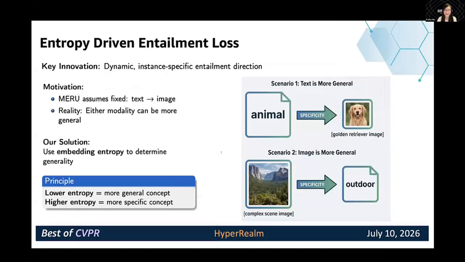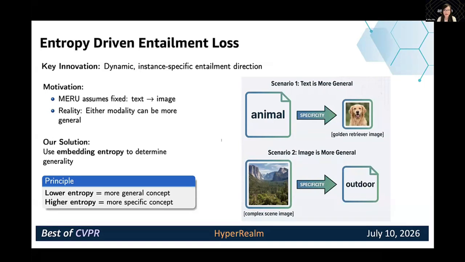Now let's take a look at the key innovation, the entropy-driven entailment loss. This is what gives HyperRealm its hierarchical awareness. The core idea is that more specific concepts contain more information than general concepts. A golden retriever playing with a tennis ball contains all the information of dog plus additional details. We can quantify this using entropy. For any embedding x in our shared space, we compute entropy with this formula. Think of this as measuring the information content, or specificity, of the concept. General concepts have low entropy, and specific concepts have high entropy.